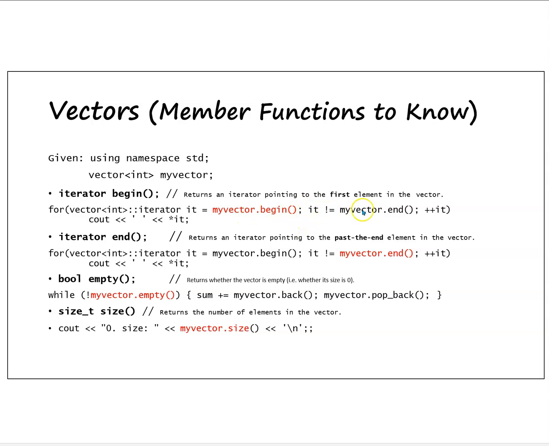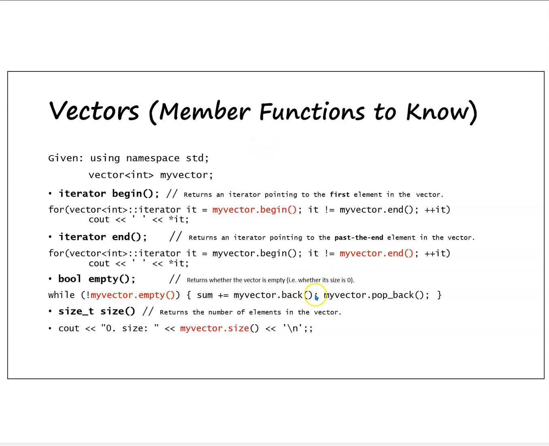The iterator doesn't equal my vector.end. Notice it's not less than or equal. And then we increment the iterator. Here we can display it by dereferencing it, so it really is a smart pointer. Begin returns an iterator pointing to the first element, and end returns an iterator pointing to the end element in the vector. So if you indirect the last element, or if you indirect my vector.end, you will get an error.